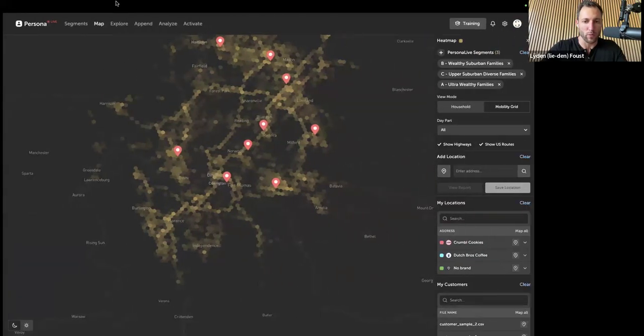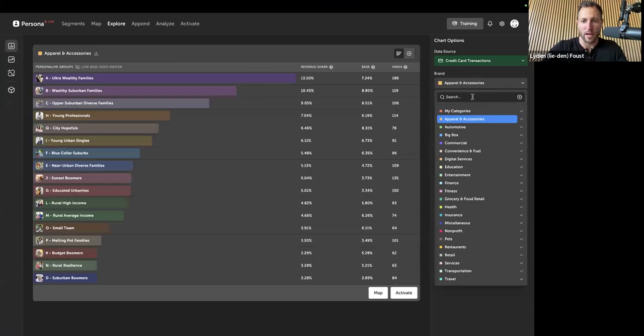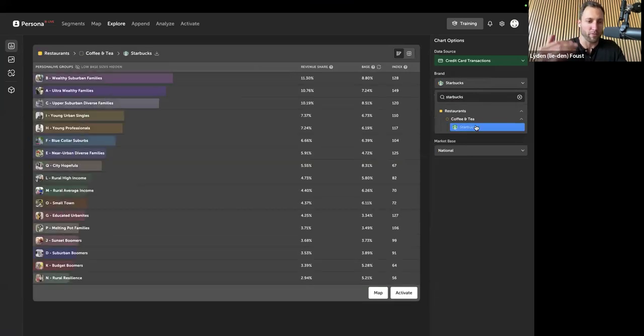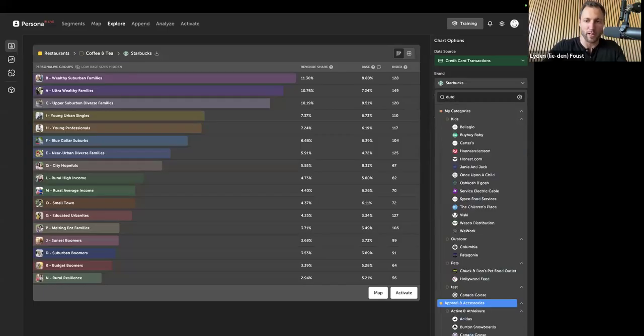Okay, so we're going to use the mobility grid to do that. I'm going to go to Explore again. I can type in Dutch Brothers, but I can also look at their competitors. That's an industry first. Now, for the first time, you're able to see your competitors. So we can see Starbucks, we can see their distribution of sales: wealthy suburban families, ultra wealthy families, upper suburban diverse families. Dutch Brothers, do they have a different customer segment?